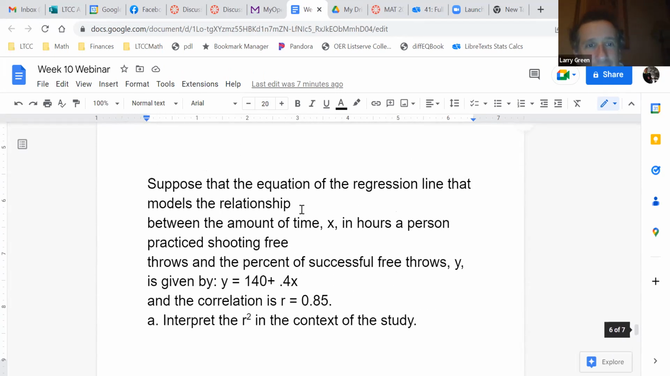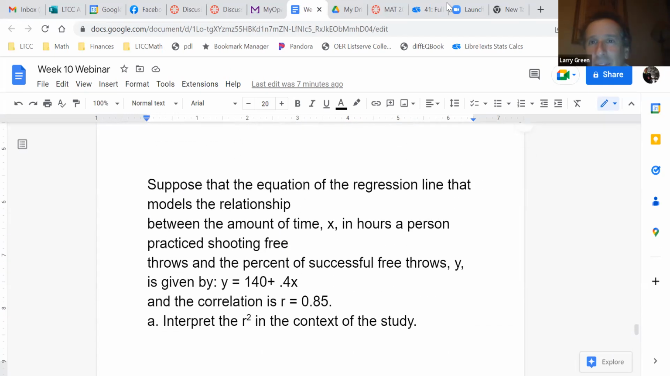Let's see. Okay, so let's look at this one. This one I already have done all the calculation work for you. So suppose the equation of the regression line that models the relationship between the amount of time X in hours a person practiced shooting free throws in basketball, by the way, and the percent of successful free throws, Y, is given by Y equals 140 plus 0.4X. Correlation is, let's say R is 0.5.